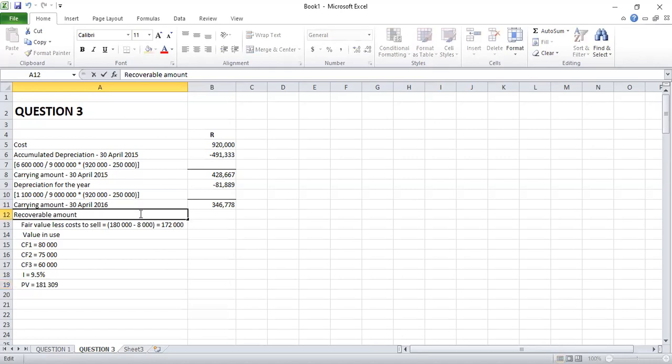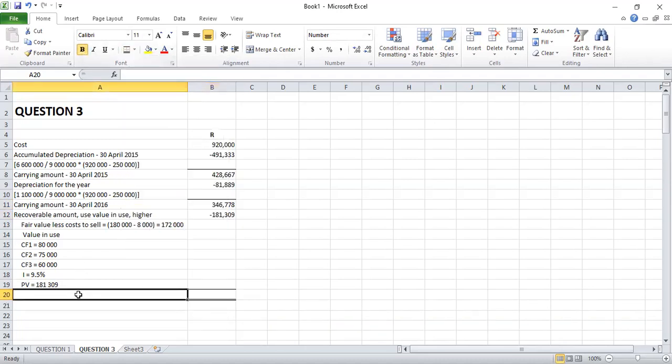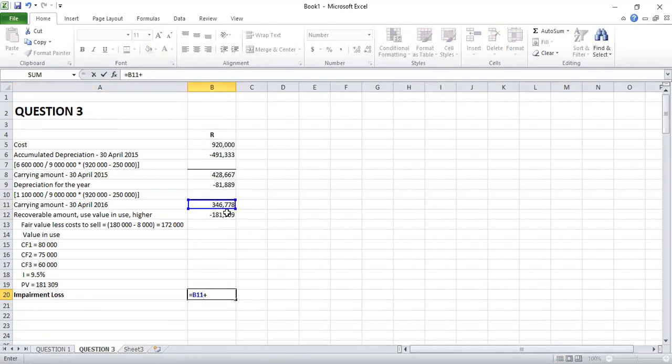Then you can see that here we can use the what? Value in use, as it is higher. This one is 172. So we'd use 181,309. There is impairment because the recoverable amount is less than the carrying amount. Whenever your carrying amount is more than the recoverable amount, then there is impairment. Is that right? Yes. So then we calculate our impairment loss.